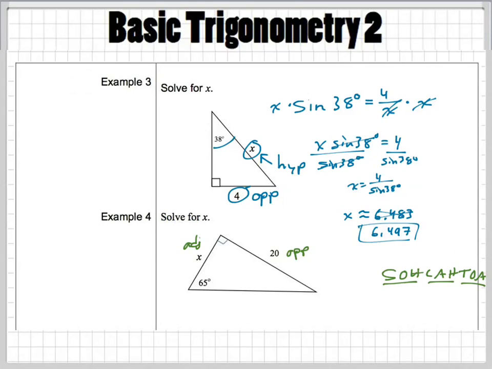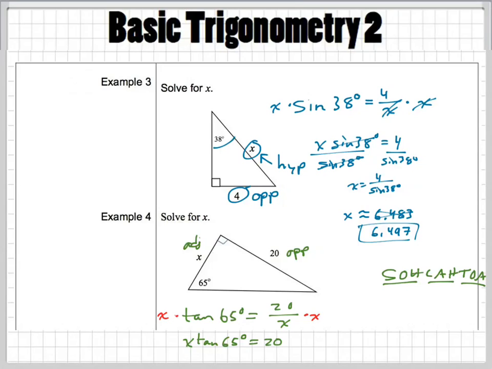So I'm going to say tangent of 65 degrees equals 20 over x. Alright, so x is on the denominator again, so we're going to do the same method that we did above. So I'm going to multiply both sides by x, and I'm going to get x times tangent of 65 degrees equals 20. What'd you do? I multiplied both sides by x. Once I multiply both sides by x, I have no more fraction, and I'm happy.